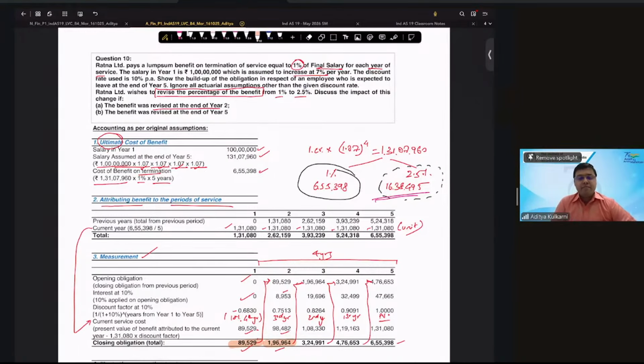That has to hit my P&L immediately. Are we able to follow? Yes. Leela? Yes, sir. Ayush? Yes, sir. Okay.